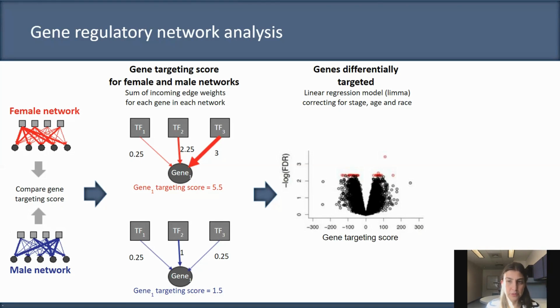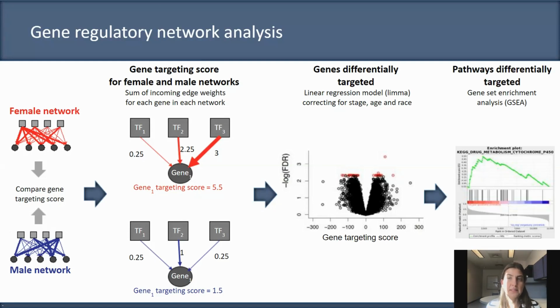and correcting for covariates to find the genes that were being differentially targeted between males and females in colon cancer, and finally the pathways they were enriched for. And for this, we performed a gene set enrichment analysis using GSEA.